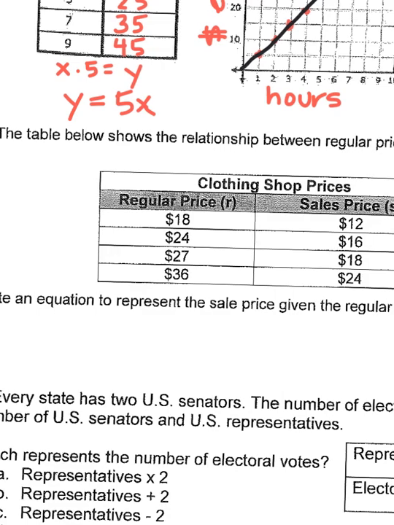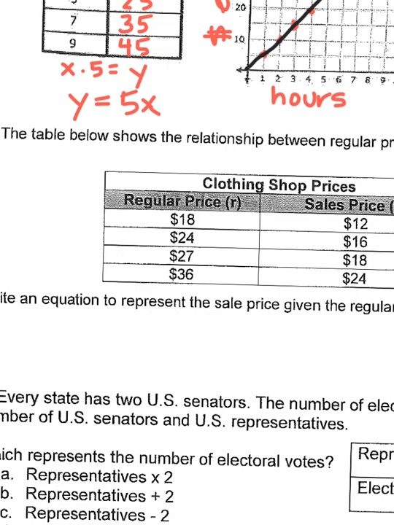Okay, going shopping. Clothing store. We have regular price and we have our sales price. Well, as you would expect, the price is going down if something's on sale. So it goes from 18 to 12, 24 to 16. So if we were subtracting a 6, that doesn't work because 24 minus 6 is not 16. So we must be using either division or multiplication of a fraction.